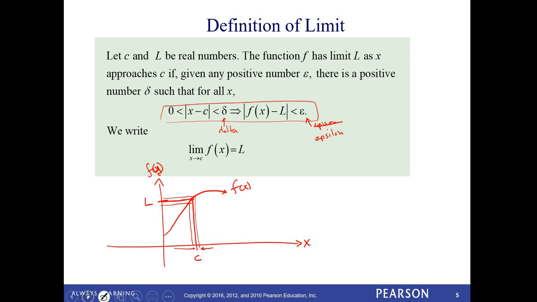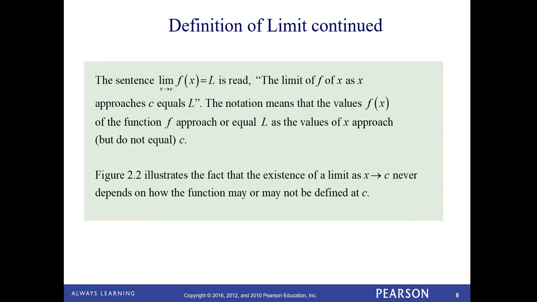So let's look at what this means for us for limits. The sentence that is stated like this is read, the limit of f, or you can say f of x, as x approaches C equals L. The notation means that the values of f of x, of the function f, approach or equal L, and this is important, or equal, they don't have to equal it, as the values of x approach but do not equal C. So we're going to look at an illustration that will help us with this, but get this sentence down and some of this information.